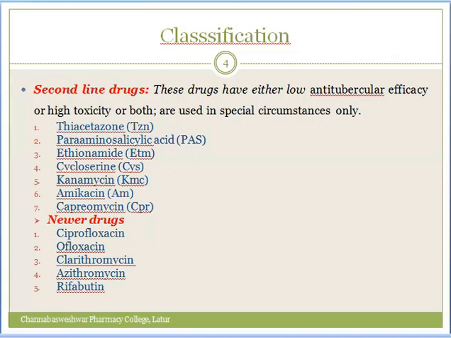Newer drugs that also come under second line drugs include ciprofloxacin, ofloxacin, clarithromycin, azithromycin, and rifabutin. So this is the classification of anti-TB drugs, classified into two categories. First line drugs have high efficacy as well as low toxic effects, while second line drugs have low anti-tubercular efficacy and high toxicity, or both.